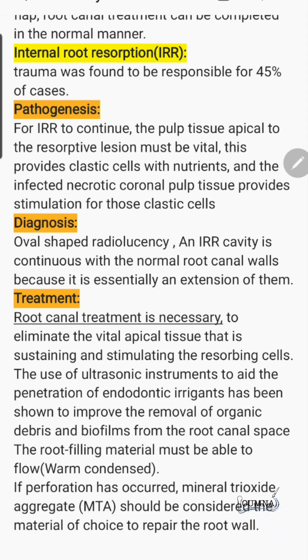The root filling material must be able to flow, warm, and be condensed. If perforation has occurred, mineral trioxide aggregate, the MTA, should be considered the material of choice to repair the root canal.